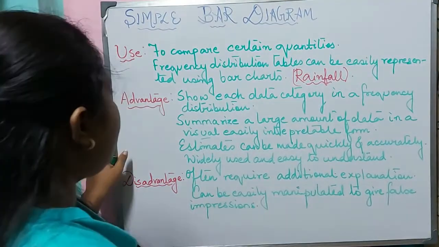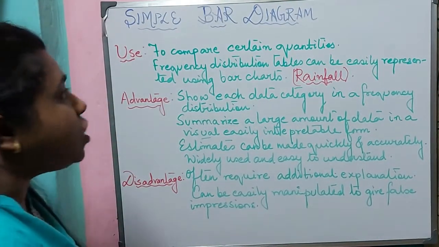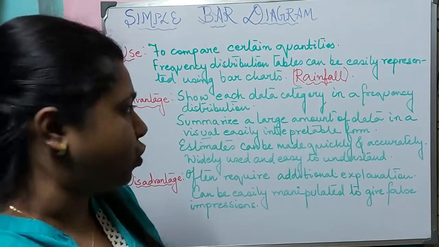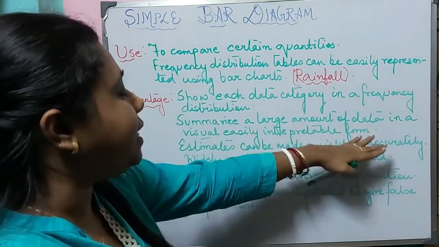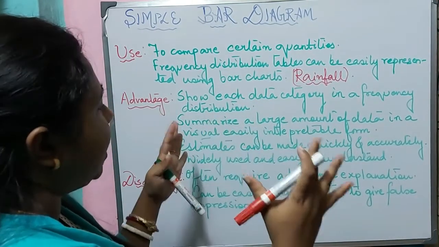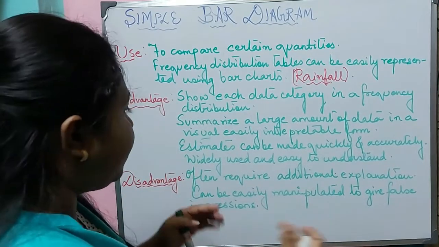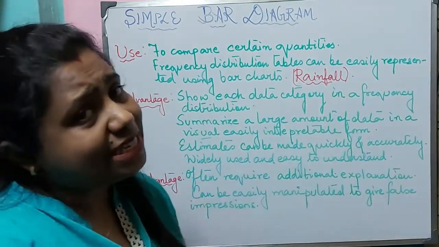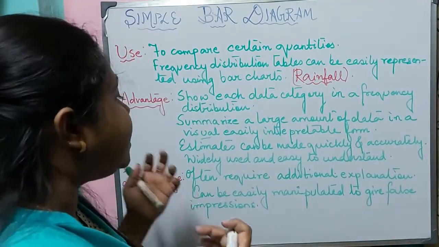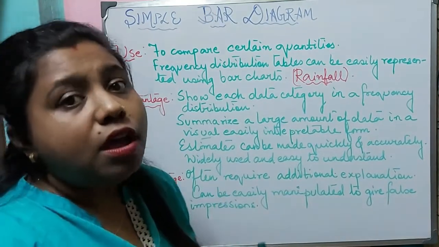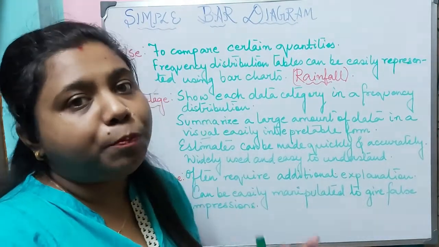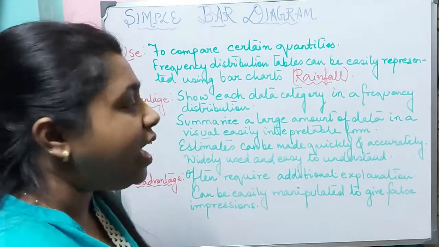Mostly, we use a simple bar diagram to represent data on rainfall or any other data which represents discrete data. Now, what are the advantages of a simple bar diagram? It shows each data category in a frequency distribution. It summarizes a large number of data in a visual, easily interpretable form. That means visually a large number of data can be easily interpreted. Estimates can be made quickly, and accurately. It is easy to understand. It is widely used and also easy to do. When we are representing it, it is very easy to compute and represent. The data can be represented in a very easy manner.